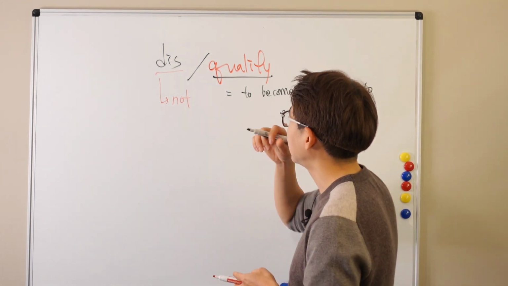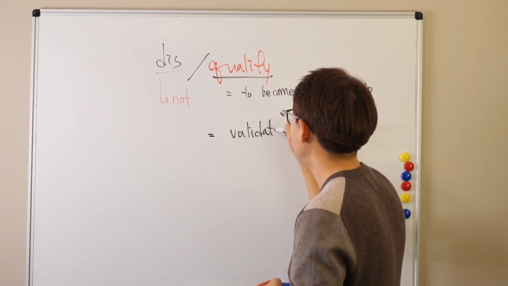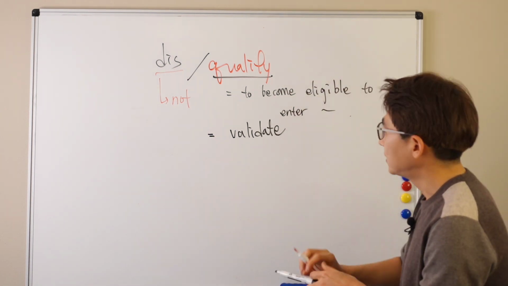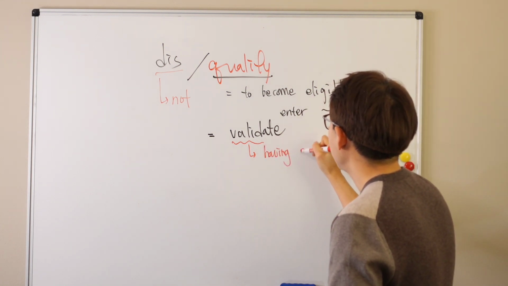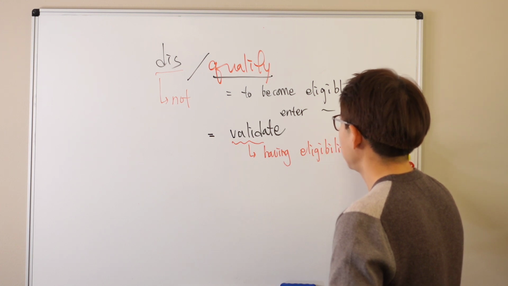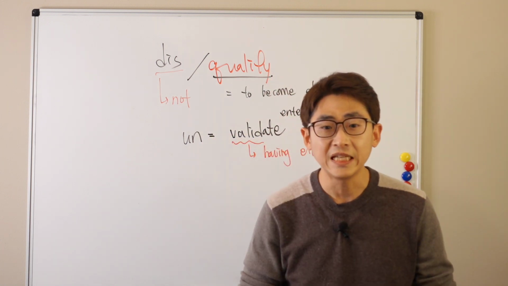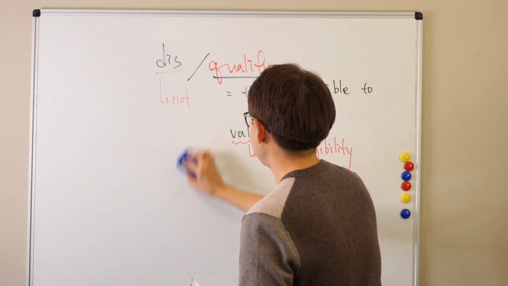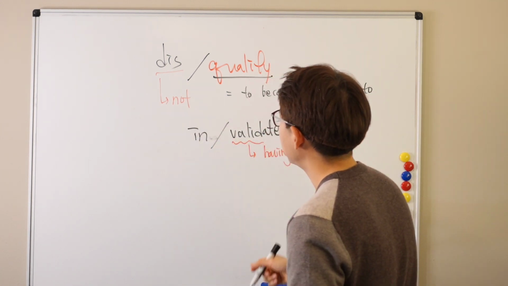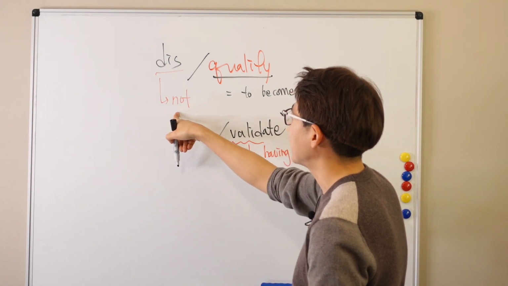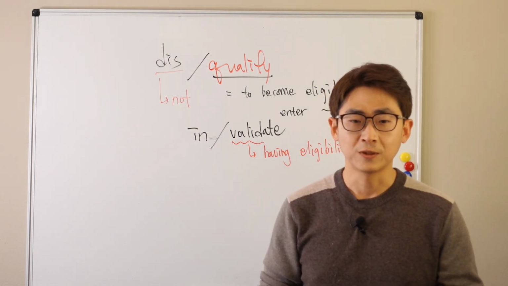Another example that has similar meaning with this one is validate. The word valid means having eligibility. And if you put un, no, actually it's invalidate, sorry. If you put in in front of this one, here in has the same meaning as not. So you are taking that eligibility away from someone else, okay? So that's what the word invalidate means.